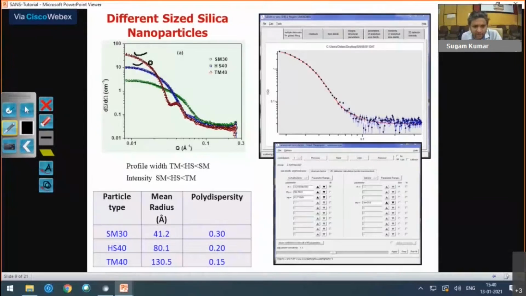This is our observation and consistent with the data. And SM is the smallest one. At the same time, there is oscillation here in the case of TM, but no oscillation for the other two. So TM is most monodisperse. Now you see, when we utilized these softwares, we get this mean radius, we get this polydispersity. For TM40, the polydispersity is minimum, size is largest. SM30, this is smallest, and this is largest. The methodology of doing the data analysis is the same.